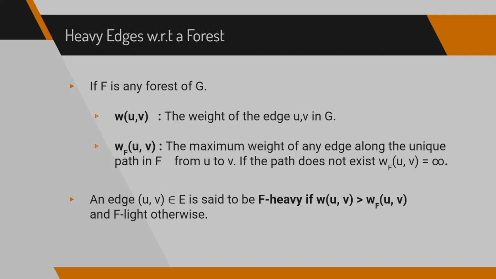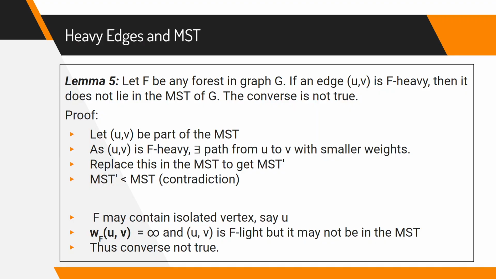Now we will take into consideration Lemma 5, which says let F be any forest in graph G. If an edge u comma v is F heavy, then it does not lie in the MST of G. The converse is not true. Now, this is a very important part. This will be useful in removing unwanted edges when we will be taking into consideration our algorithm.